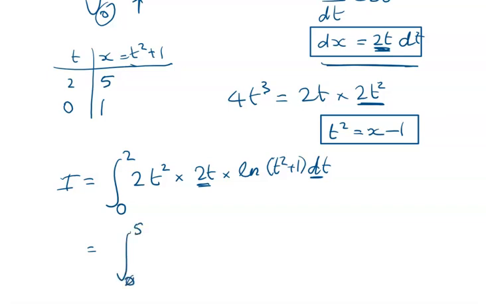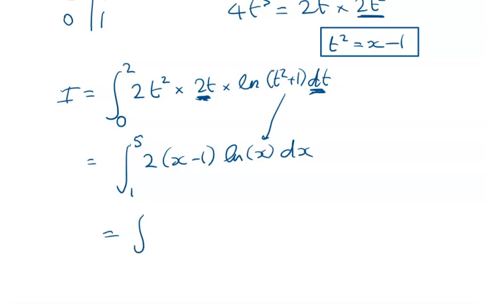So the limits are now 5 and 1. I'm hoping some of you probably would have put this on double speed already. So 2t squared is going to be 2 times x minus 1 times ln of x. Replacing that, and the 2t and the dt gives me dx. Right? Which is almost exactly what we need. 2x minus 2 times the natural log of x dx as required. So that was worth 3 marks, and if you were confident with substitution, that question was well done.